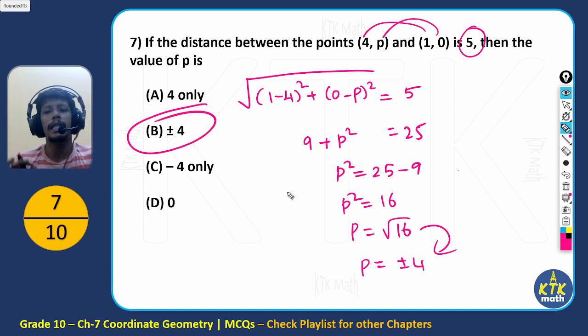Is it clear? Easiest question. Don't think that these questions are tough. These questions are actually value added questions in your distance formula. Usually instead of asking direct questions, they will give some missing values in the point itself, and they will give the answer to us. Using that we are solving. Next, I hope you are understanding this one.